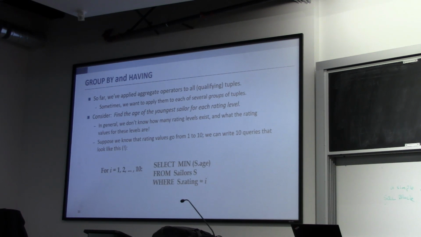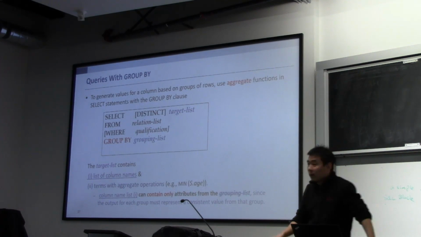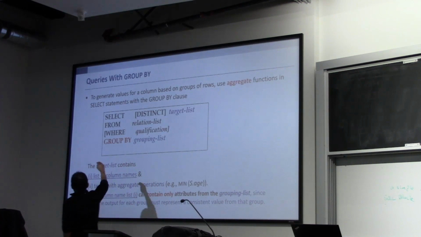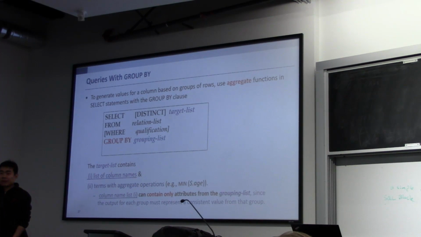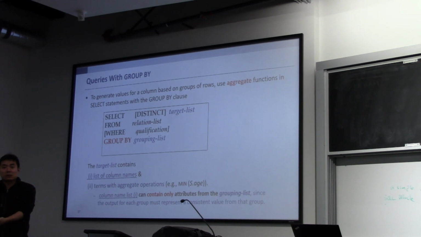Let's see how we do that. The idea is to use this concept called group by. The syntax of group by is as follows. You still have the select from where clause. That's the same as before. That defines a set for you to apply either aggregation or projection over that set. That's what the select from where clause does for you. Does that make sense?